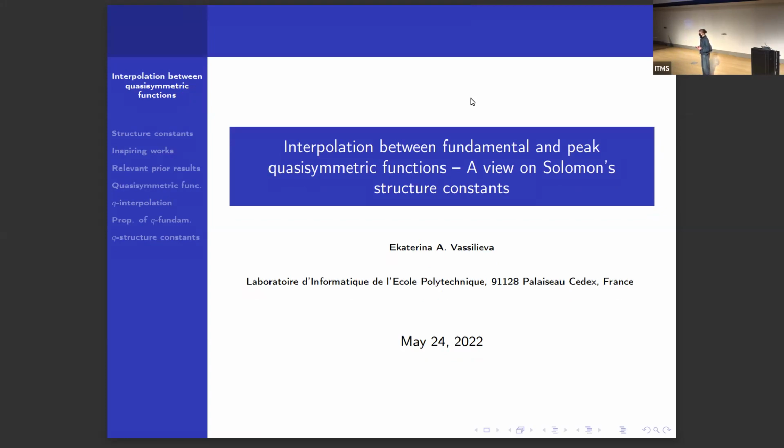So thanks for this opportunity to present my work here today. My two goals during this talk are, on the one hand, to present my recent results on quasisymmetric functions, in particular a new way to interpolate between Gessel's fundamental quasisymmetric functions and Stembridge's peak quasisymmetric functions. And on the other hand, to put these results in the perspective of my previous works on the structure constants that were inspired, of course, by remarkable papers of Ian Goulden and David Jackson.